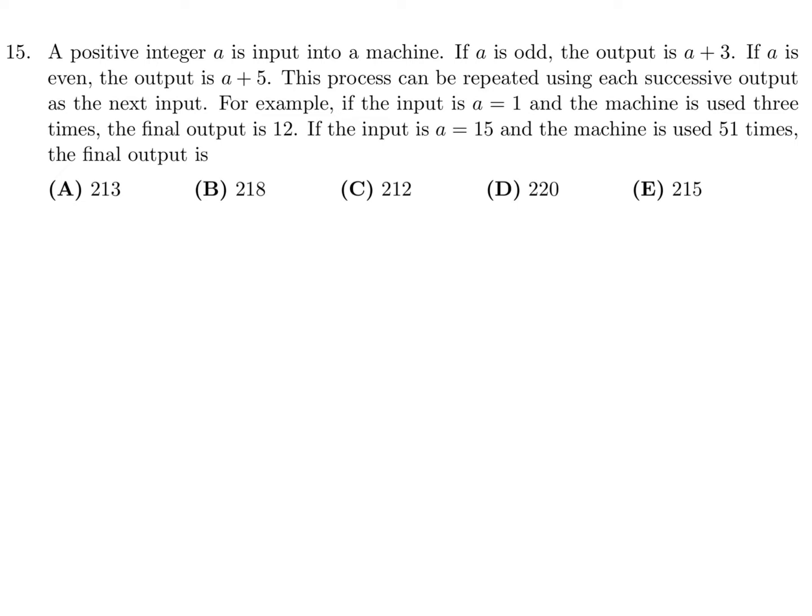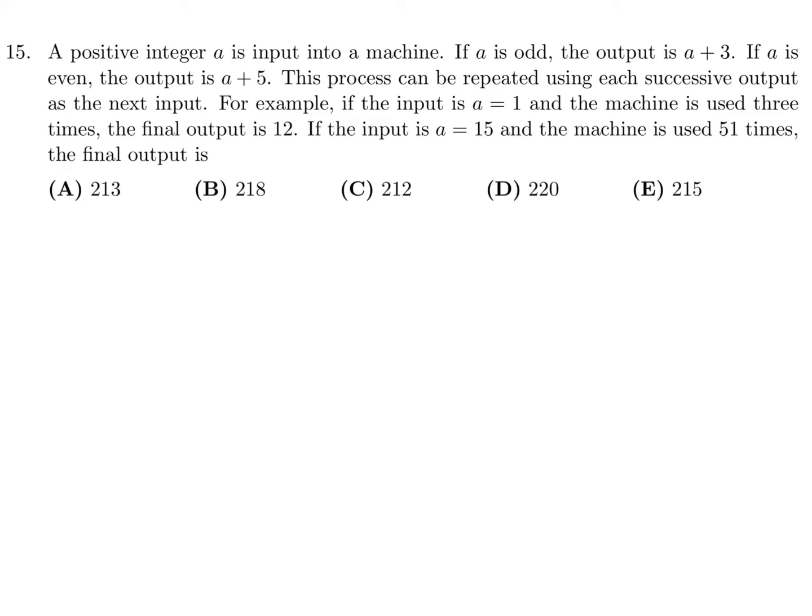A positive integer, A, is input into a machine. If A is odd, the output is A plus 3. If A is even, output is A plus 5. This process can be repeated using each successive output as the next input. For example, if A is 1, the machine is used 3 times, the final output is 12. If A is 15, the machine is used 51 times, what is the final output?